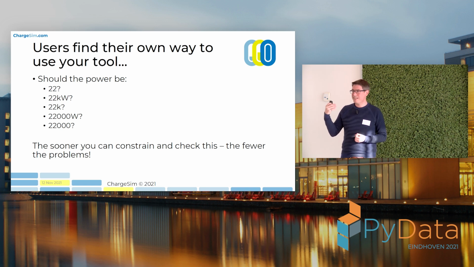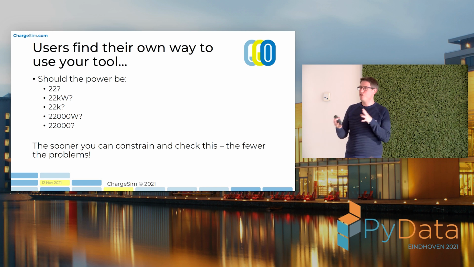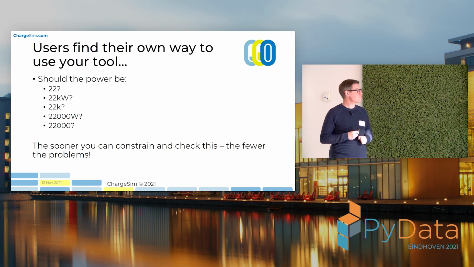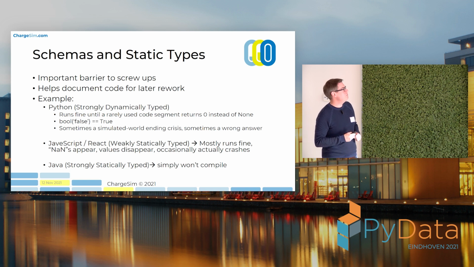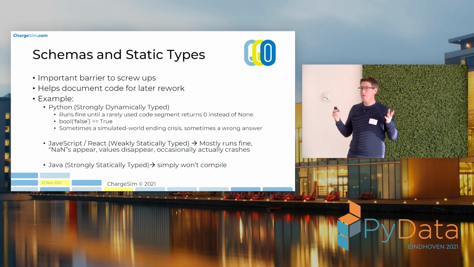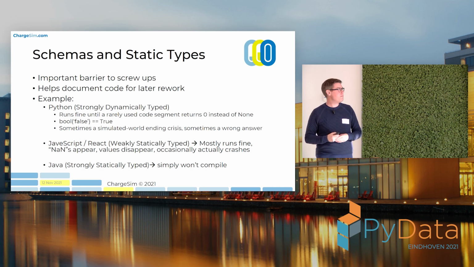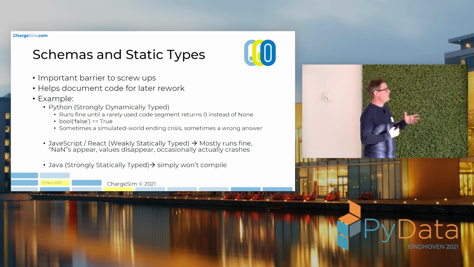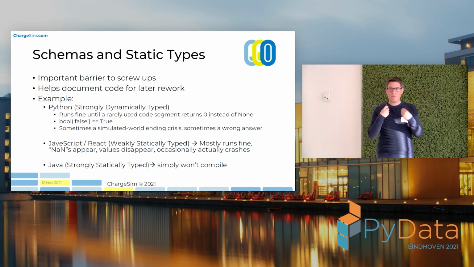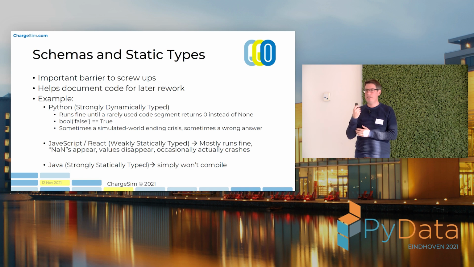And this is where things like static typing and schemas are really important. So the sooner you constrain all of these, the less problems you have. Next slide. So schemas and static typing, again, kind of annoying coming from Python. My experience is generally, Python is great for getting things going really fast. But then without the static typing, it becomes a liability longer term, and it becomes more difficult to maintain.